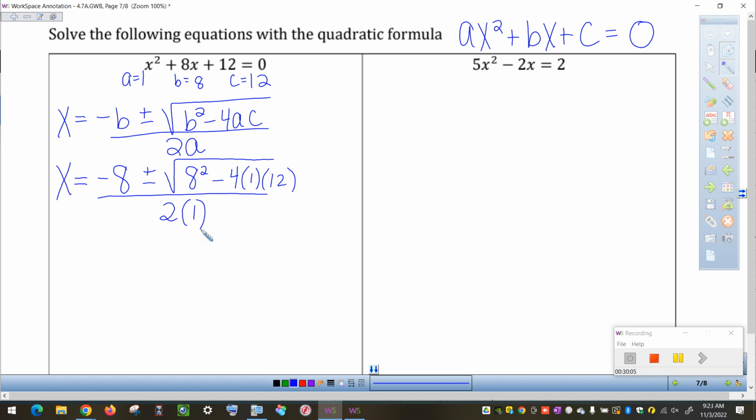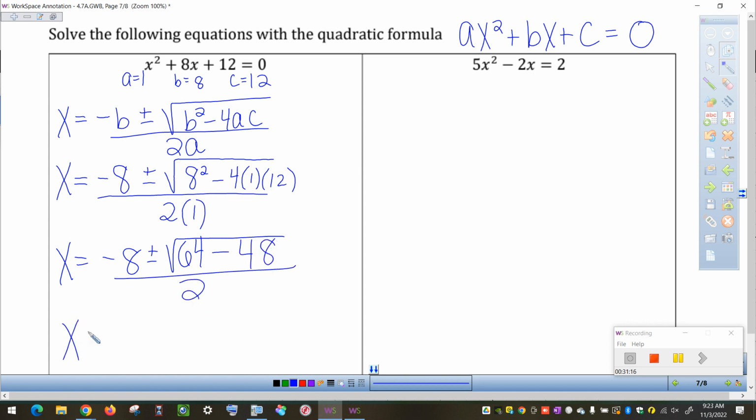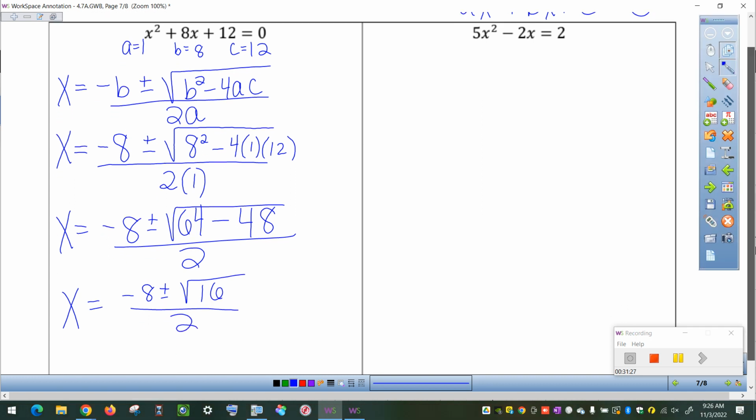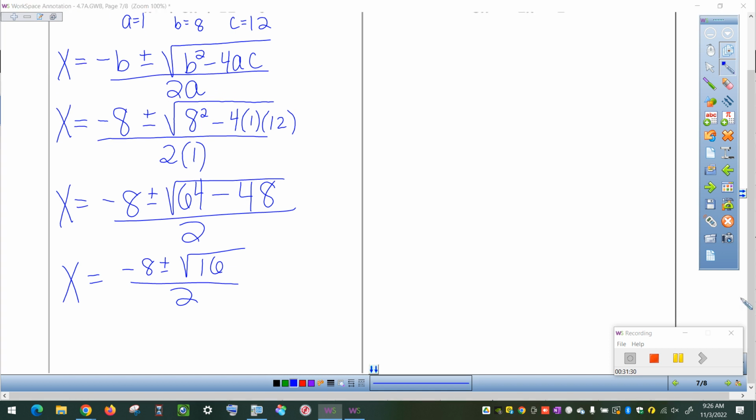Let's write out the step here. So I'm still going to have the negative 8 in front. And I'm just going to write the results for both pieces here, just all at once. So 8 squared is 64. Bring down the minus sign. 4 times 1 times 12 is 48. I'm going to write that step. But then I want to actually subtract them here. So 64 minus 48 is 16. And by the way, on the denominator, 2 times 1 is just 2. That's why I just started writing it as a 2.